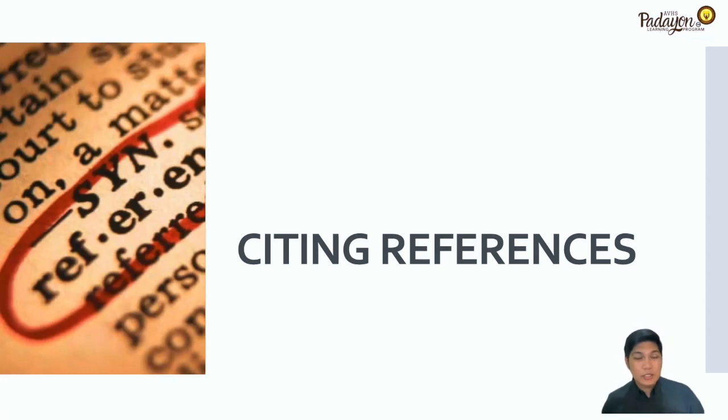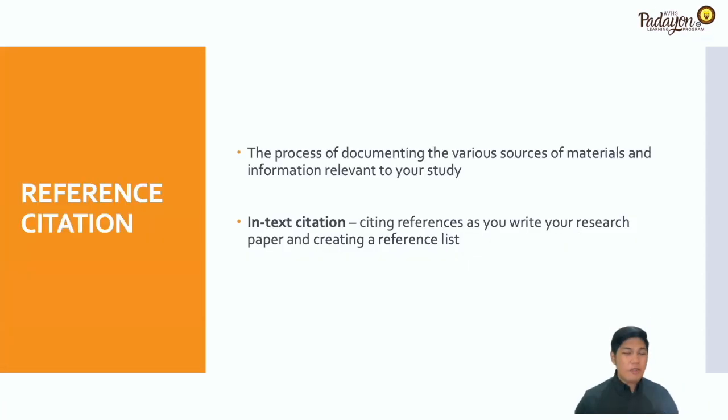So now, the next thing that we are going to talk about is the citing of references. We'll be talking about what reference citation is. Reference citation is the process of documenting the various sources of materials and information relevant to your study. And there's what we call in-text citation: citing references as you write your research paper, and creating a reference list. You are so familiar with this one already, okay?